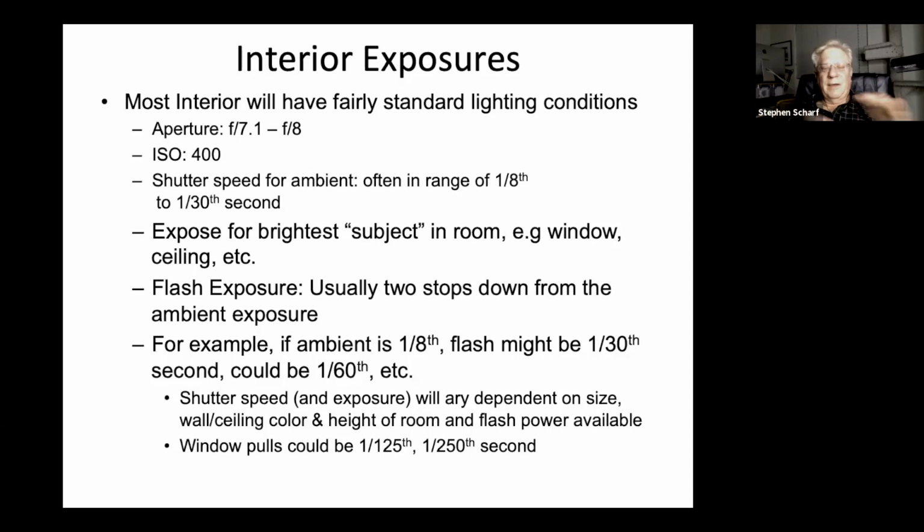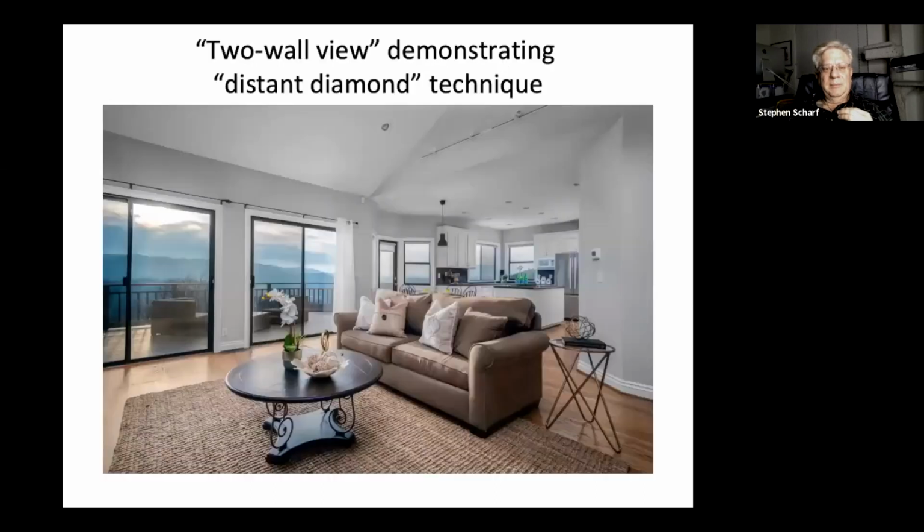There's no hard and fast rules about that. It's going to depend on your flash power, the size of the room, the height of the ceilings, the color of the walls, all of that stuff. But generally your flash exposure, you're going to stop down 2 stops. So if you're shooting an interior at 1/8 of a second, you might stop down to 1/30th, 1/40th of a second, 1/50th of a second for your flash pop, and then you can blend those, and they will generally work out pretty well in terms of being even amount of luminance in the scene.